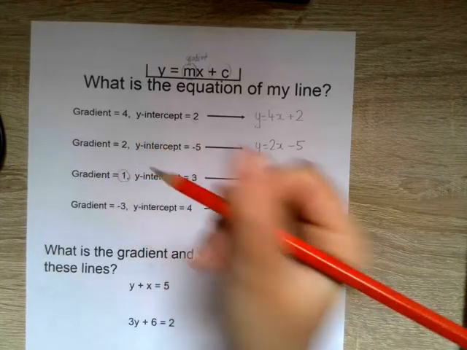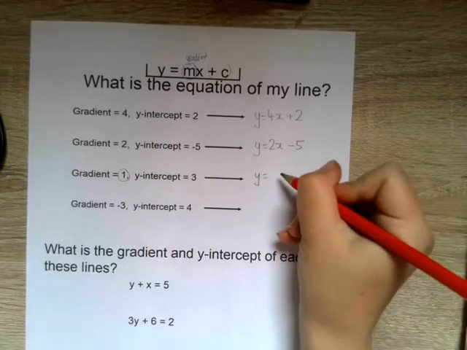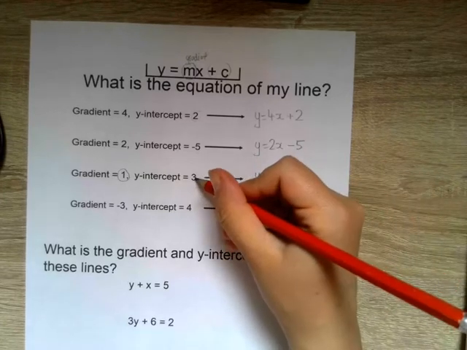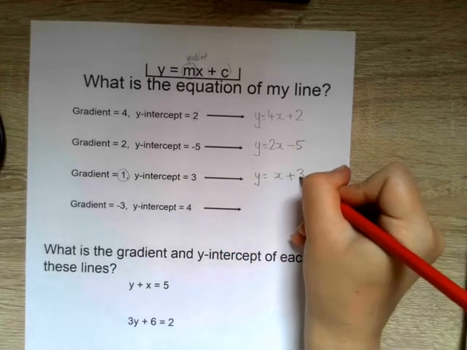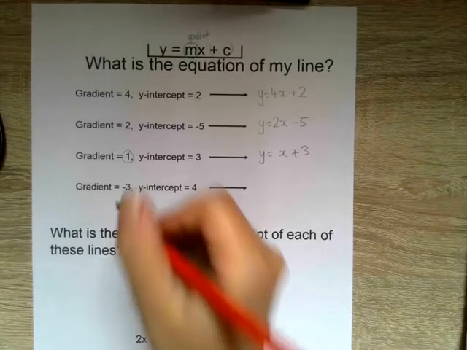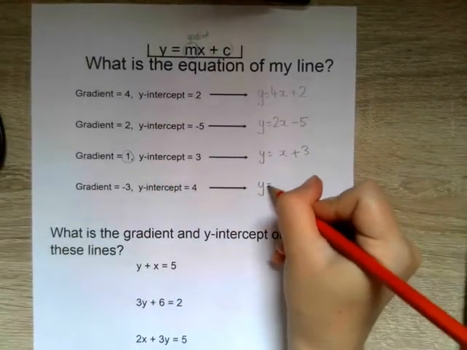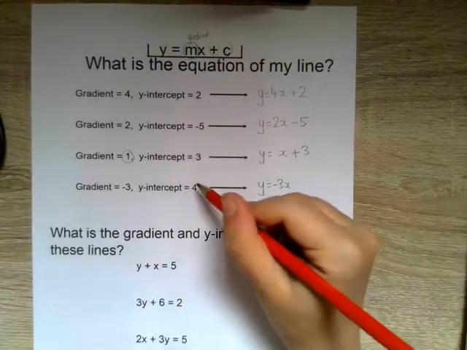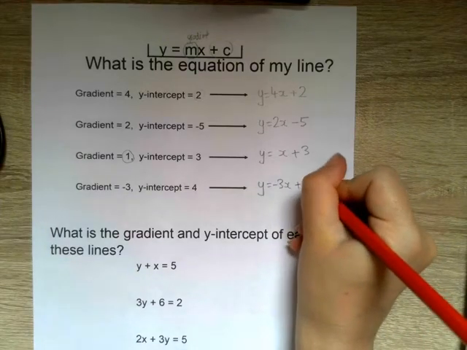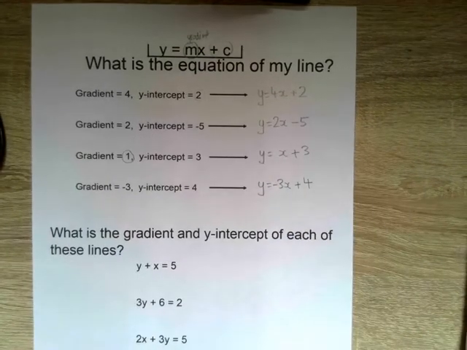Next one, gradient equals 1, so you could put 1x or just x, and then the y-intercept is 3, so plus 3. Last one, gradient is minus 3, so it'd be y equals minus 3x, and then the y-intercept is 4, so I just put positive 4, plus 4 on the end.